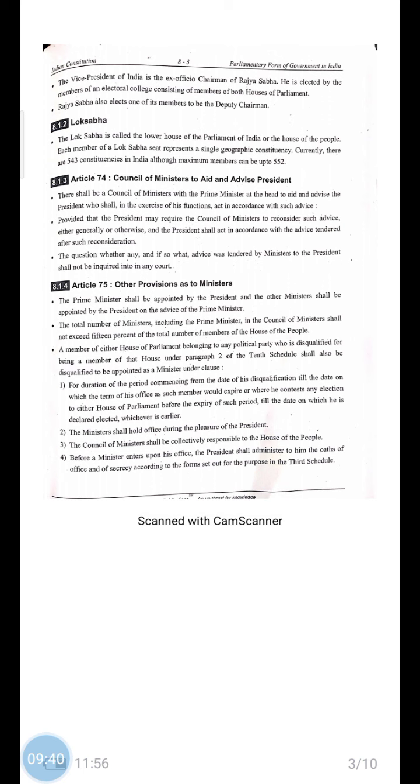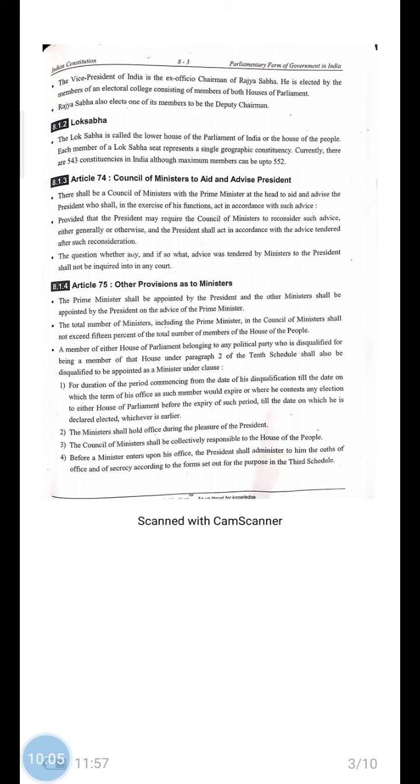પછી જોઈએ Article 75 is the other provision as to ministers. So the principal, we can say the main body of the legislative assembly, is the prime minister, right? So the prime minister shall be appointed by the president, and the other ministers shall be appointed by the president on the advice of the prime minister.